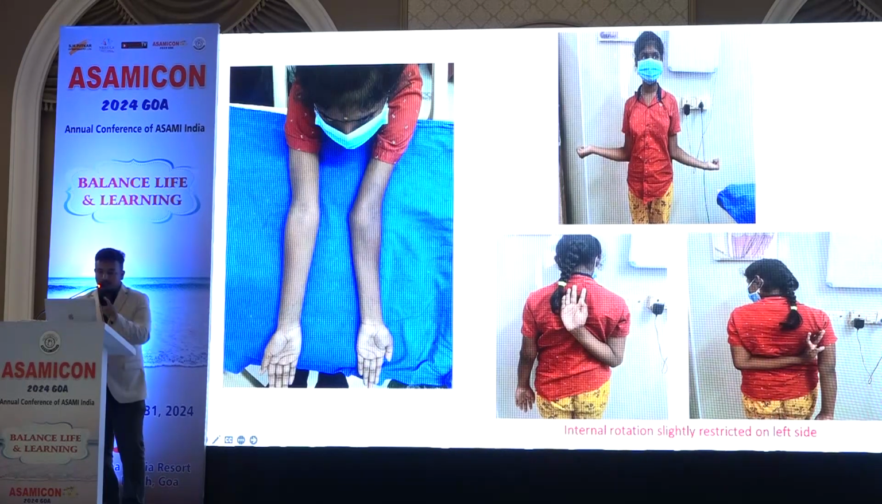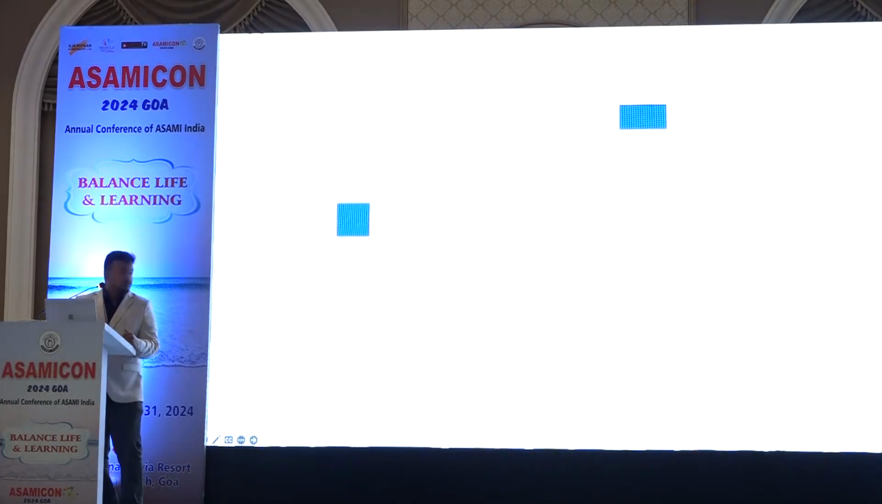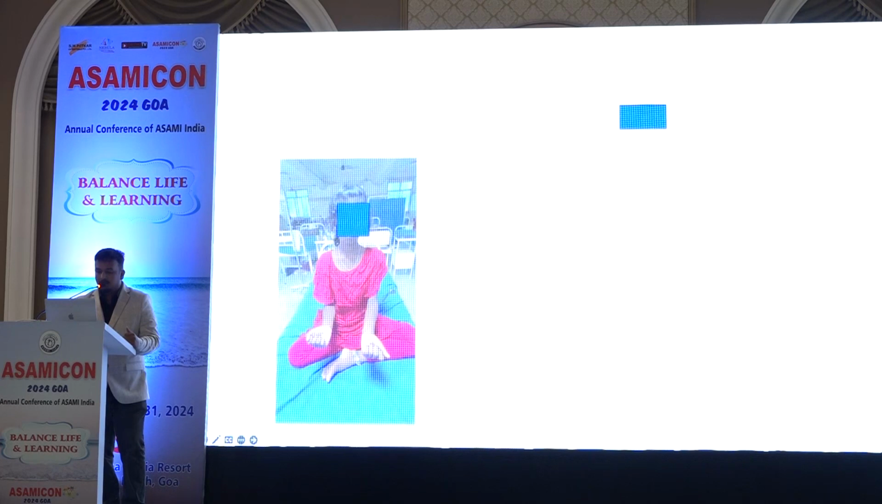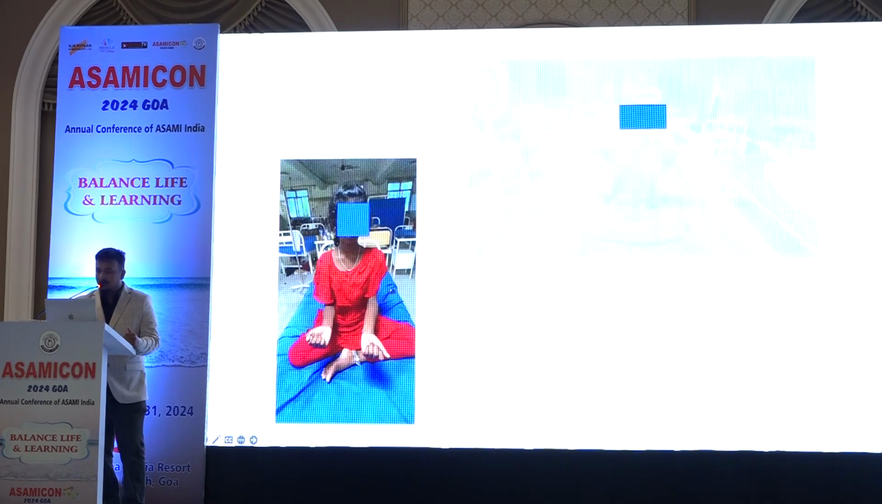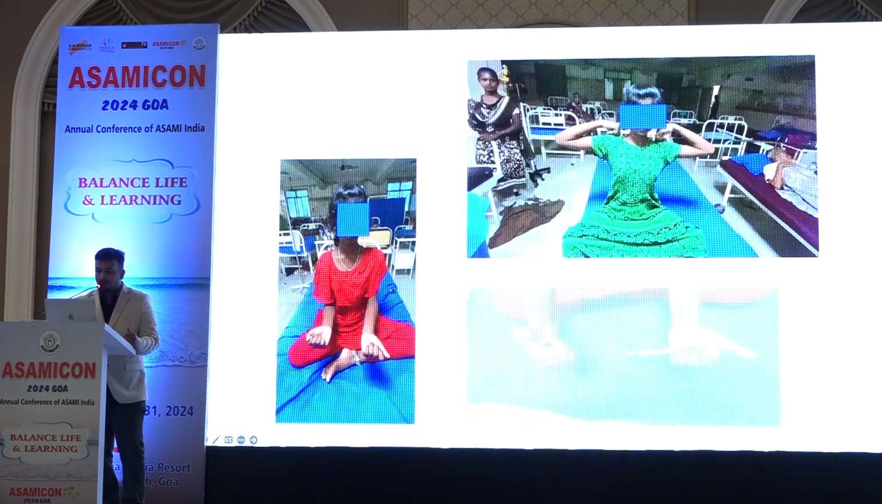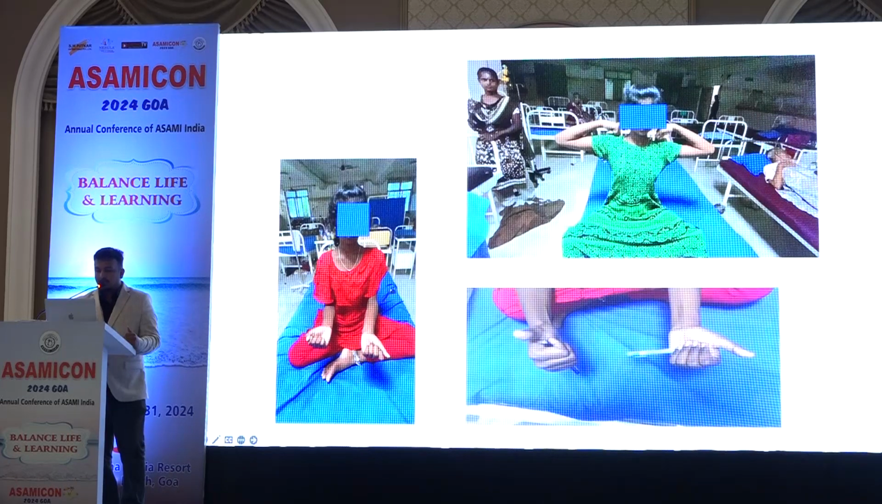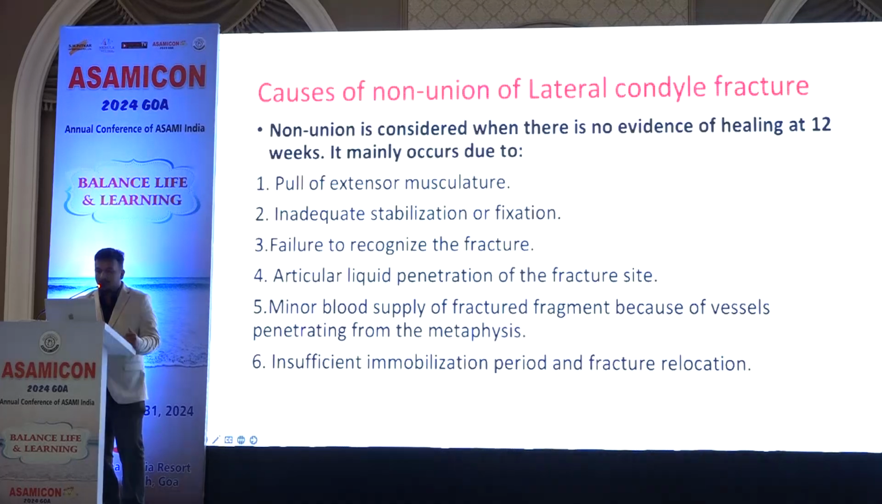These are the movements of the patient. If you see, the cubitus valgus deformity has persisted as she came a bit late. The internal rotation, when compared to the right side, which is the normal side, is slightly restricted on the left side. Supination and pronation are also full and free. Flexion is also well maintained.